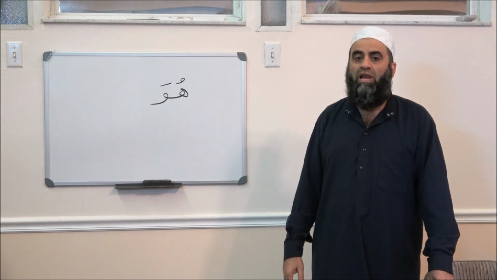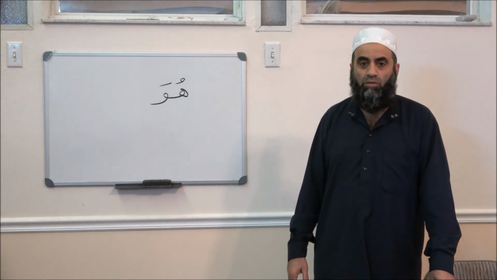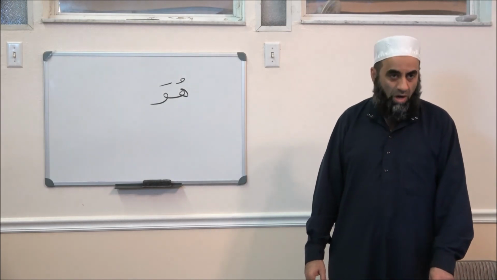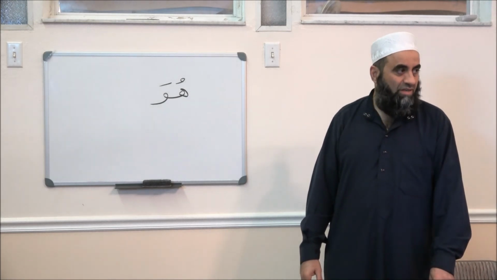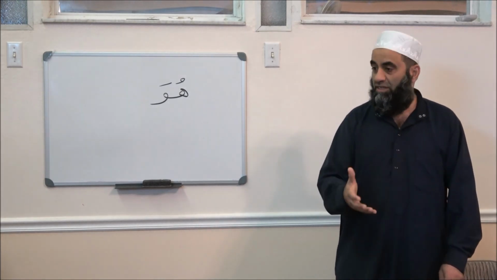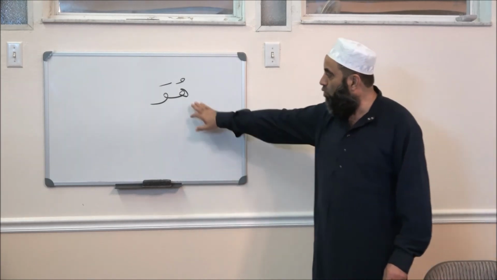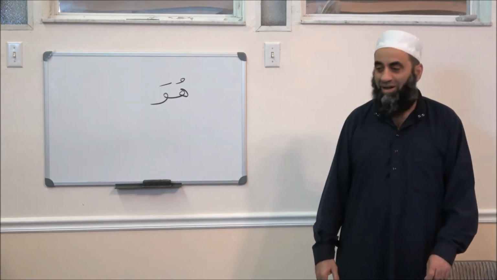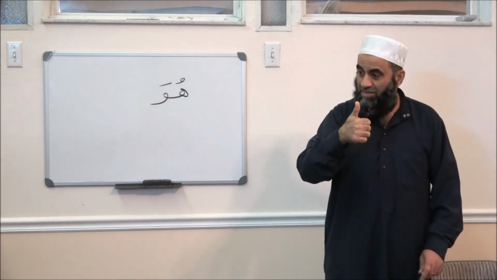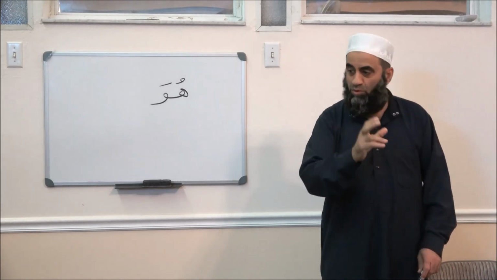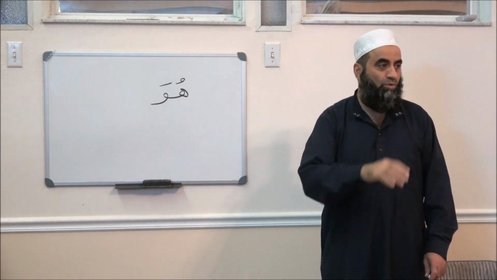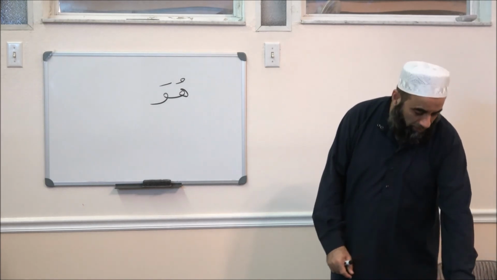For example, وَهُوَ الْعَلِيمُ الْحَكِيمُ. What does it mean? And He is the all-knowing, the all-wise. That is Allah subhanahu wa ta'ala. قُلْ هُوَ اللَّهُ أَحَدٌ. Say, He is Allah, one and only, one and absolute, right? Huwa, the word huwa.